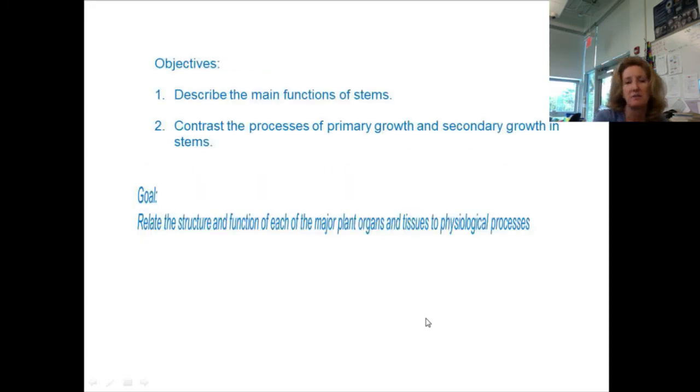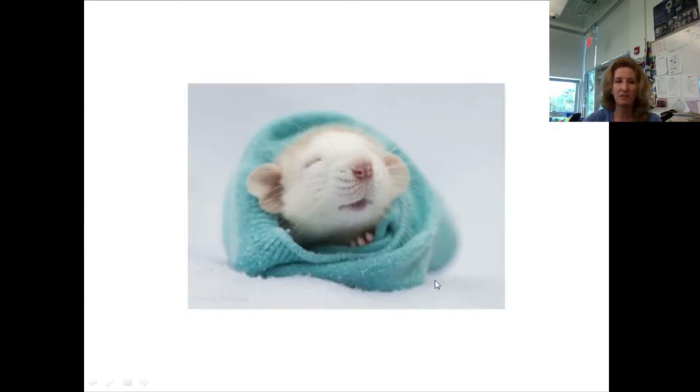So our objectives again are to describe the main functions of stems and contrast the primary growth and secondary growth in stems. Again, both of them definitely help support our goals. And there's a cute picture for you.